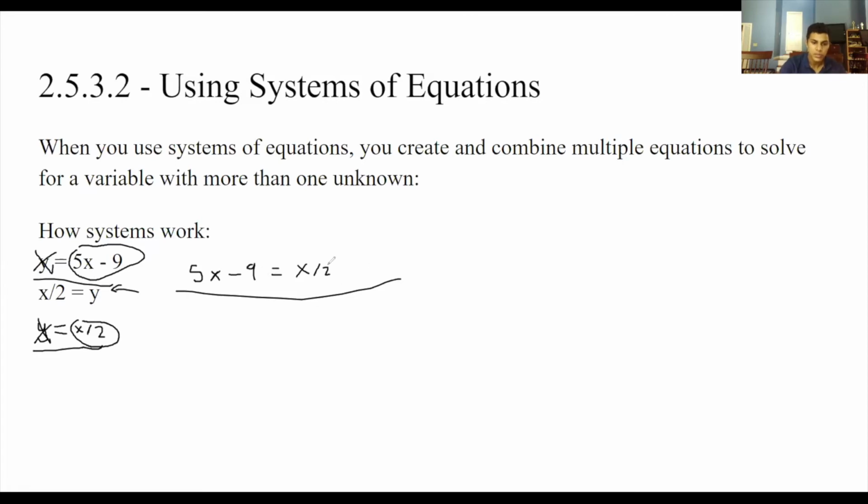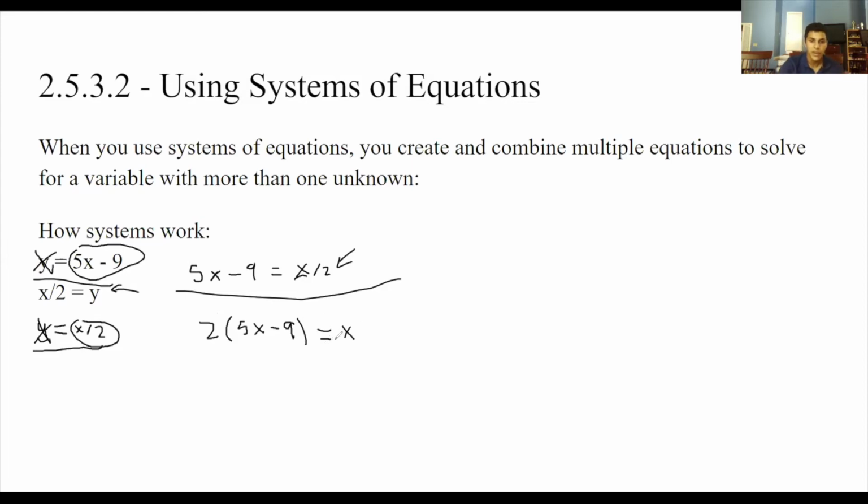So if I use this equation to solve for x, first I want to get rid of this divided by 2 because I want x on this side. So if I multiply both sides of this equation by 2, I get 2 times 5x minus 9, and you have to multiply it by the entire side of this equation. So 5x minus 9 in parentheses, because you have to do that first, equals x, because x over 2 times 2 equals x.